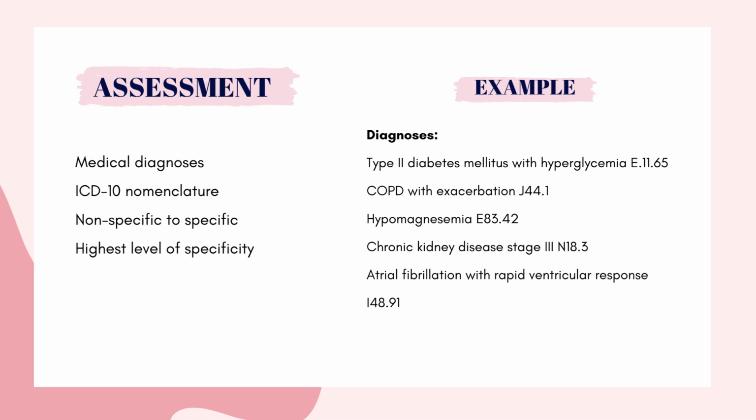For instance, the admitting diagnosis may be chest pain with possible unstable angina, but upon further investigation with cardiac enzymes, an echocardiogram, and repeat EKG, you may diagnose a non-ST elevation MI type 1. Other examples of specific diagnoses include type 2 diabetes mellitus with hyperglycemia, COPD with exacerbation, hypomagnesemia, chronic kidney disease stage 3, atrial fibrillation with rapid ventricular response.